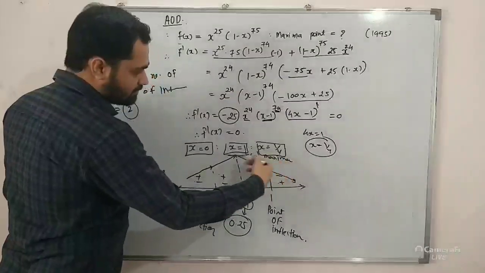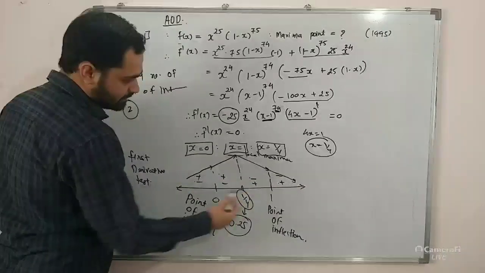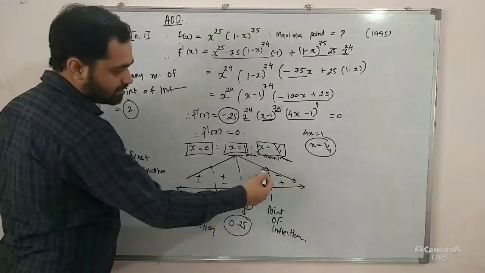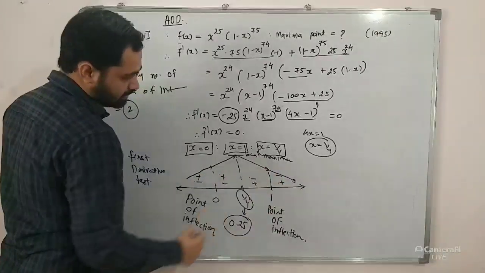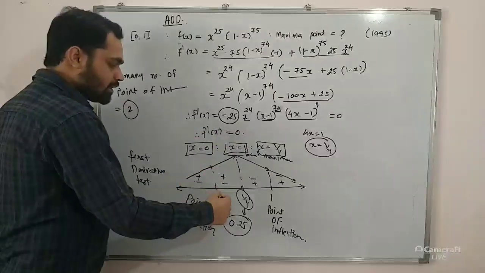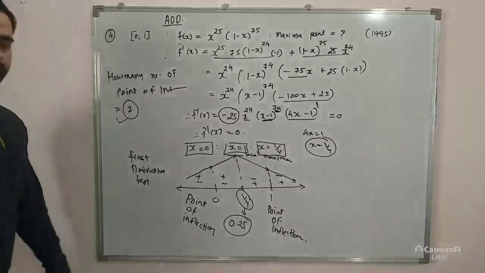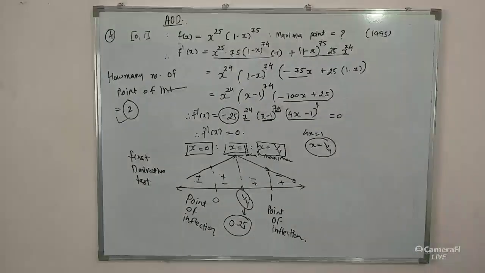So what is the local maxima point? 1 by 4 is the local maxima point. And at these 2 points, the derivative of the function becomes 0, but the nature of the curve doesn't change. It means this point is a point of inflection. This is also a point of inflection. So the number of points of inflection is 2, right? Okay. Chalo, got it or not?